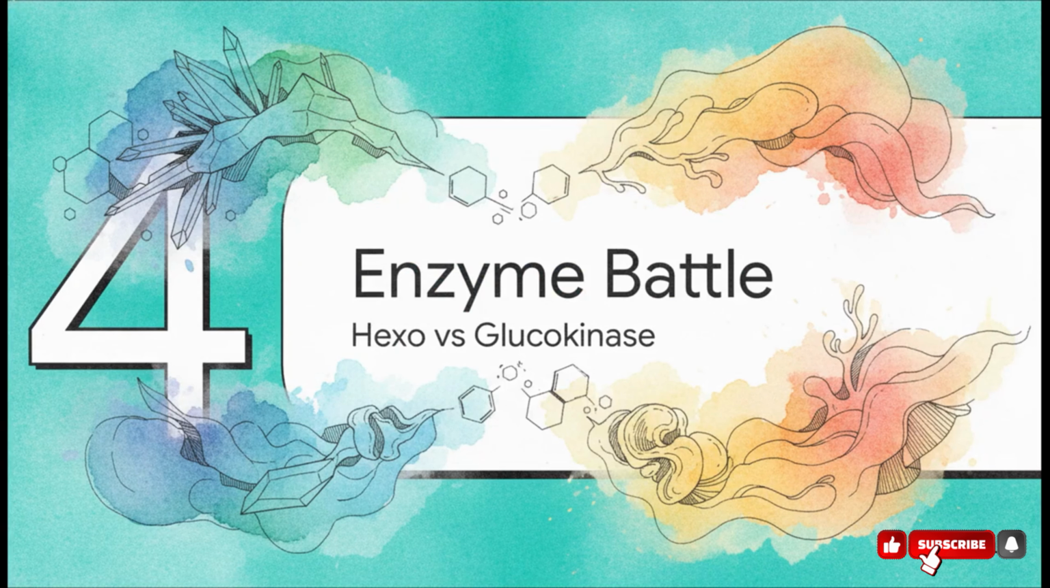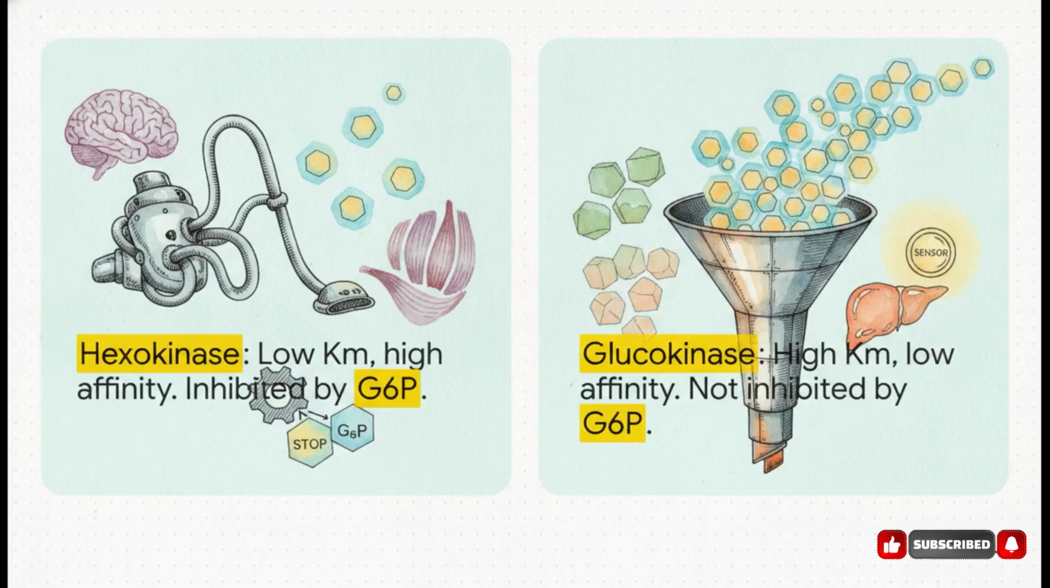And the enzymes that do this are incredible. Let's look at them in part 4, hexokinase versus glucokinase. This first reaction is so important that we actually have completely different enzymes for it, depending on where you are in the body. Most of your tissues use hexokinase. Now, hexokinase is ubiquitous, meaning it's found everywhere. It has a very low Km, which translates to a high affinity for glucose. So even if your blood sugar is super low, hexokinase acts like a vacuum. It will grab whatever glucose is available so your brain and muscles can keep functioning.